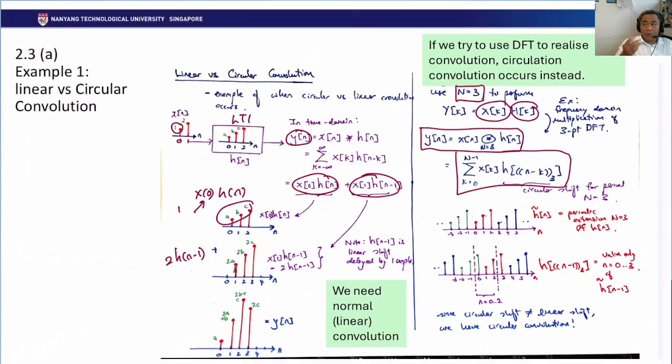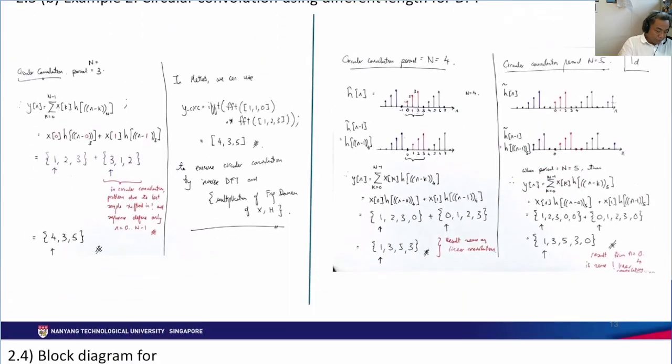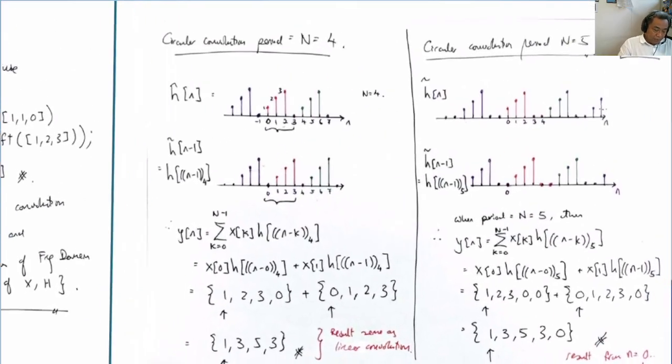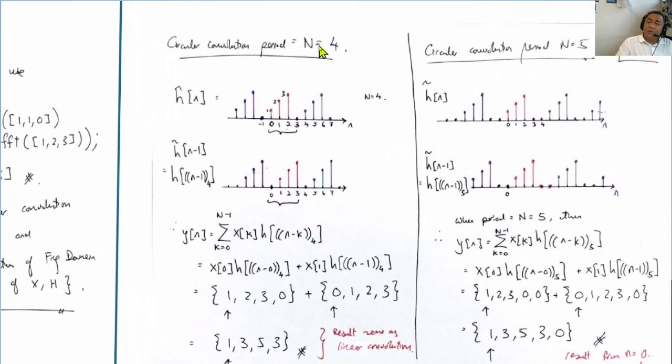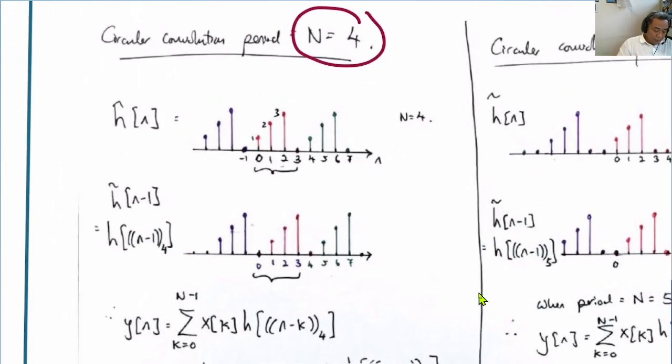Now, we want to overcome this. We want linear convolution, but we are only able to do circular convolution when we use DFT. What can we do? Well, let's try using n equals 4 instead. So if n equals 4, what we mean is that we are padding h of n with extra zeros. And when we pad h of n with extra zeros, zeros get shifted in. That's the idea.